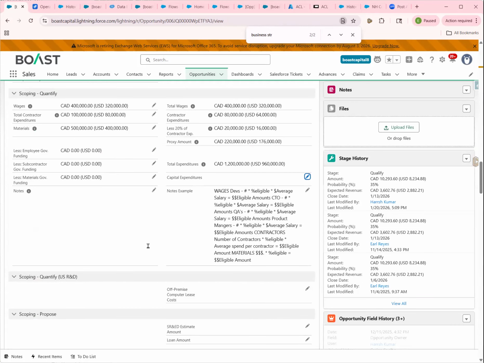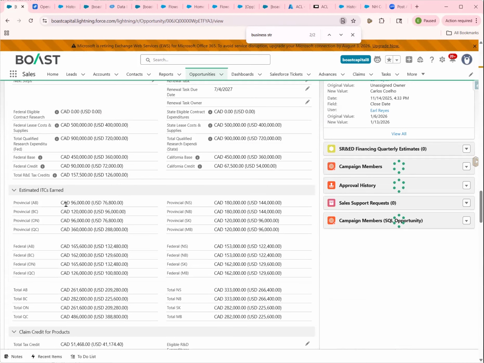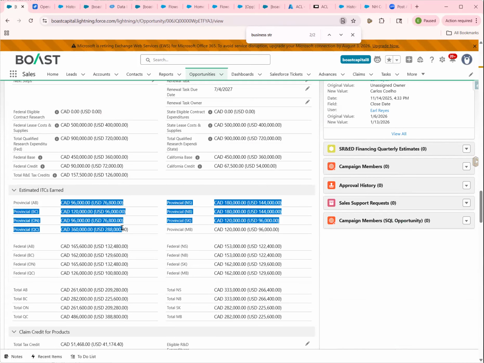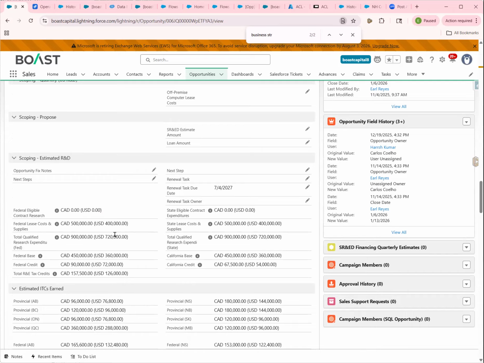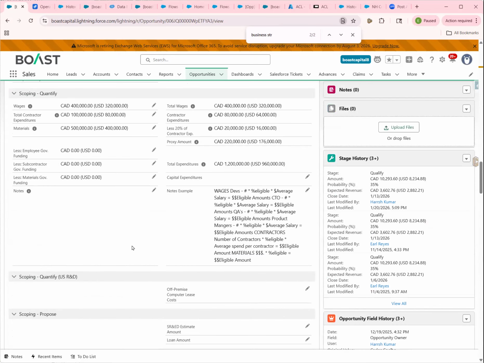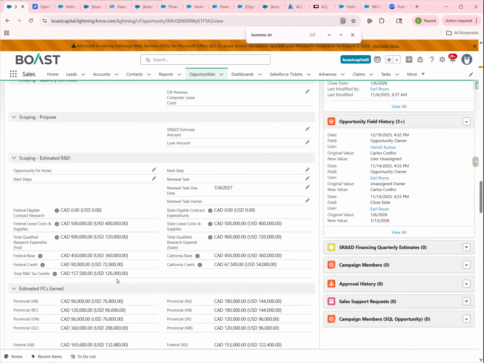Theoretically, these are the credits that you would get if you were operating in Quebec, Ontario, BC, Alberta, based on the scoping information provided. That's right. And the amount is our rough estimate at this point of how much we're going to earn. It's very rough.